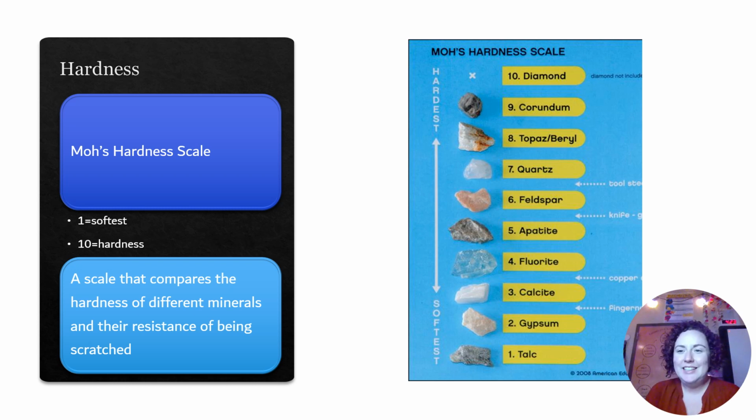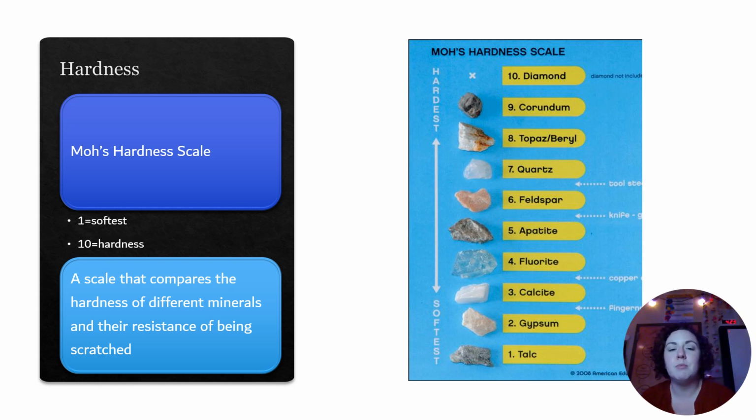Hardness. This one is interesting. So we use a scale called the Mohs hardness scale to be able to identify the hardness of different minerals. We have it ranked on a system of 1 through 10, 1 being the softest, 10 being the hardest. So it's a scale that compares the hardness of different minerals and their resistance to being scratched.